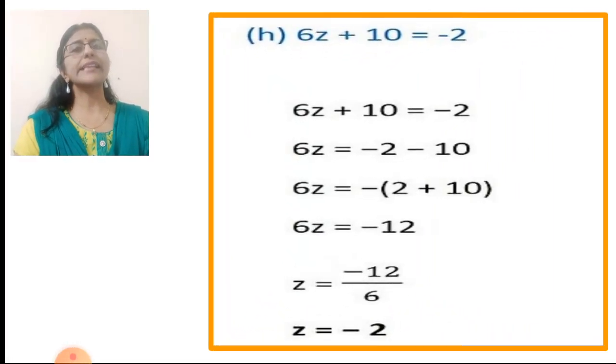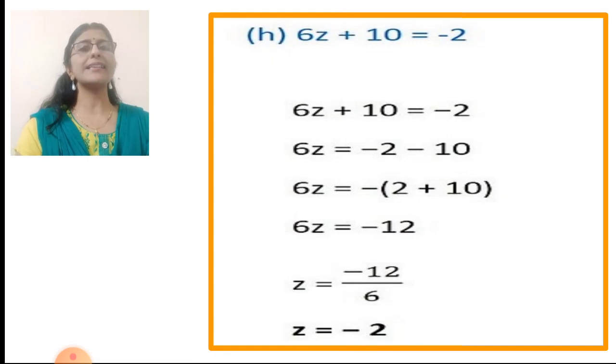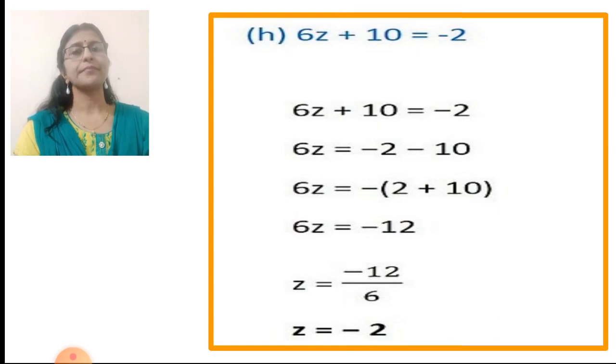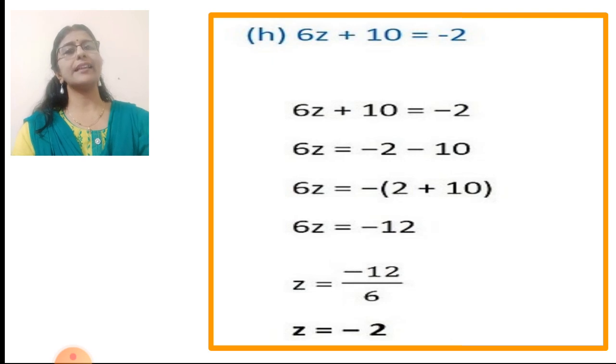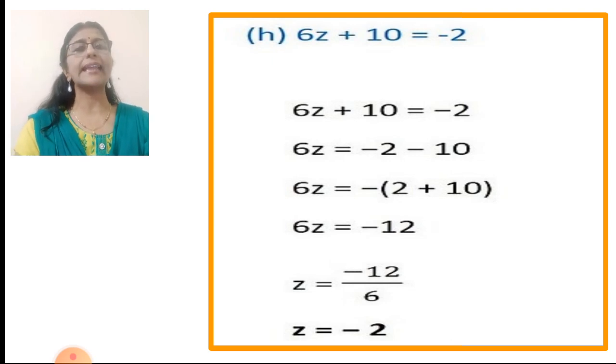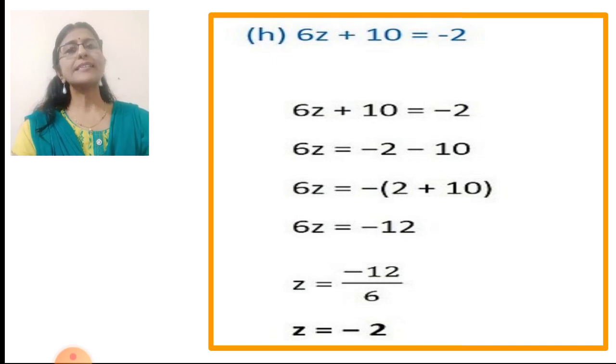Now one more equation, 6z plus 10 is equal to minus 2. Now here 6z we will write on the left hand side of the equation, and then minus 2 is on the RHS, so minus 2, and plus 10 we will transpose to the right hand side. So transposing plus 10 to the RHS will become minus 10. So minus 2 and minus 10, you can see both the numbers have a minus sign. So we can take this minus sign common. So in the next step we will write 6z is equal to minus, we take outside the bracket, and inside the bracket we will write 2 plus 10. And 2 plus 10 is 12.